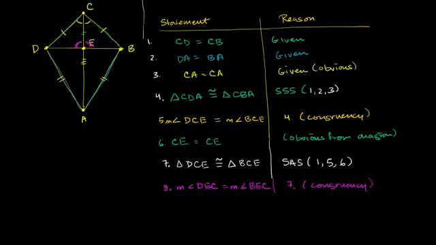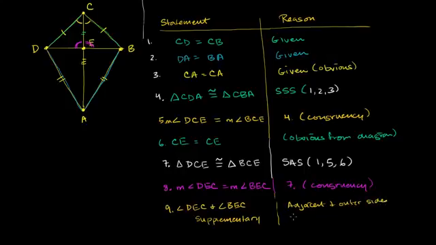And then we also know, we'll make statement 9, that angle DEC and angle BEC are supplementary. You can just look at that from inspection, but I'll write it down. Supplementary means their measures add up to 180 degrees. And we know that because they are adjacent, and their outer sides form a straight angle.